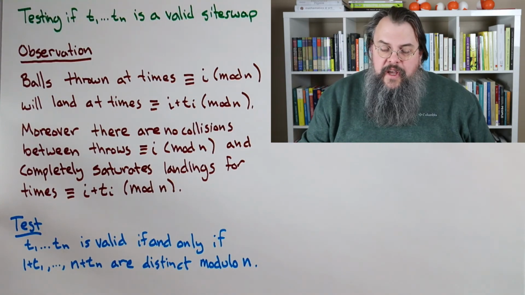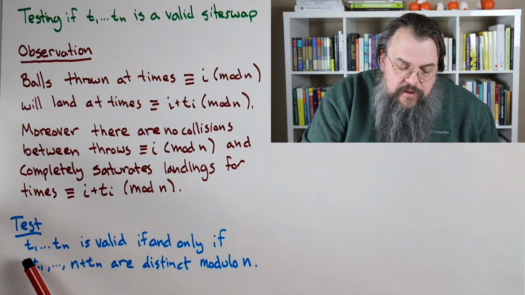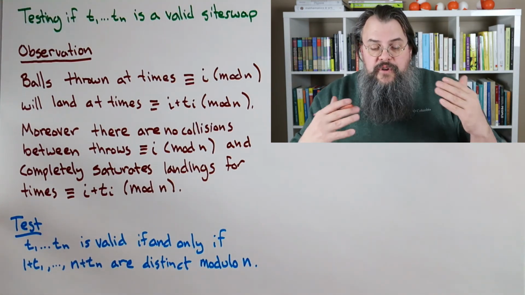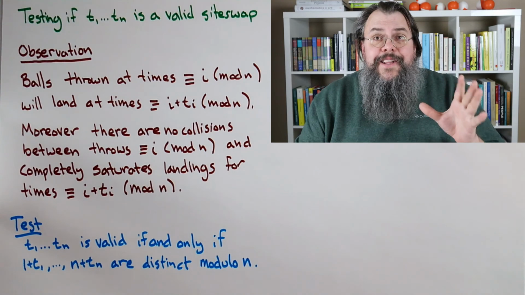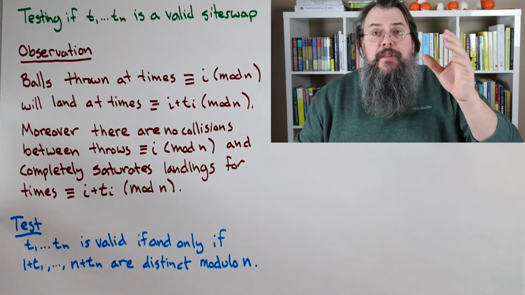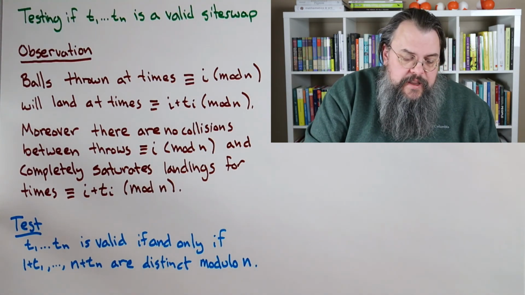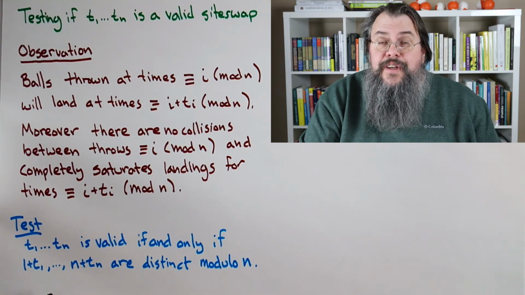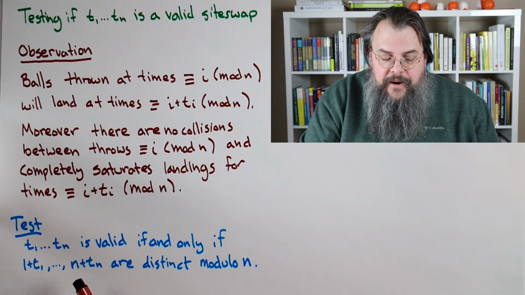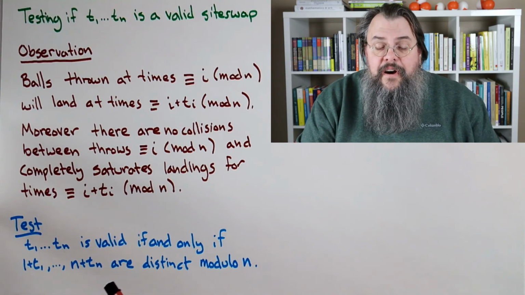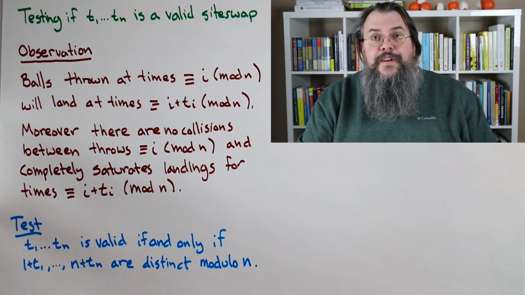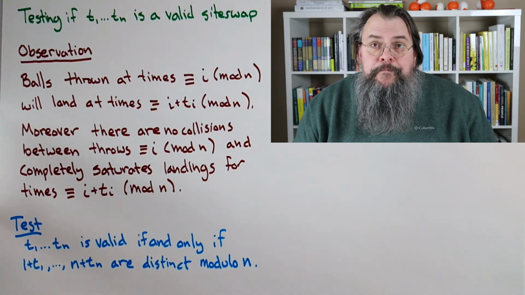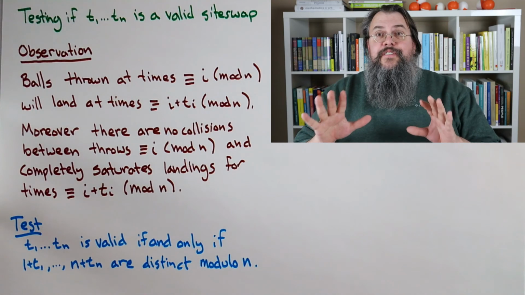Well, what we say is, look, this pattern where we have these throws t1 up through tn will be valid if and only if, when we look at the numbers 1 plus t1, the next one would be 2 plus t2, 3 plus t3, all the way up to n plus tn, are distinct modulo n. Well, why? It's an if and only if, so that's a strong statement.